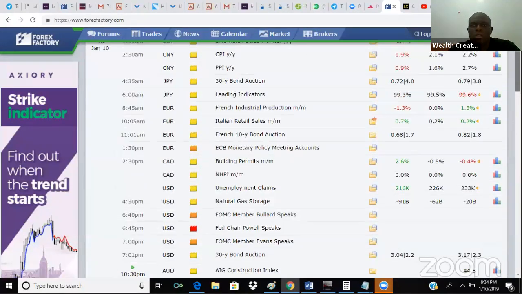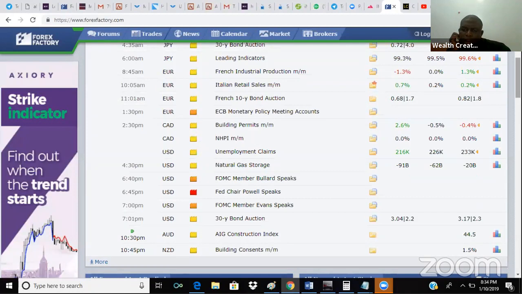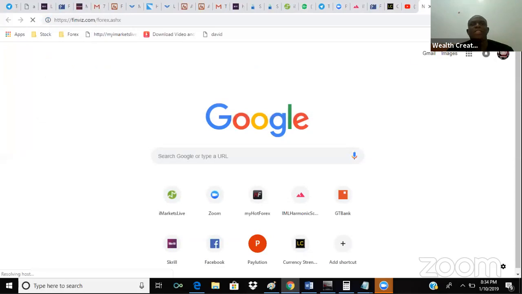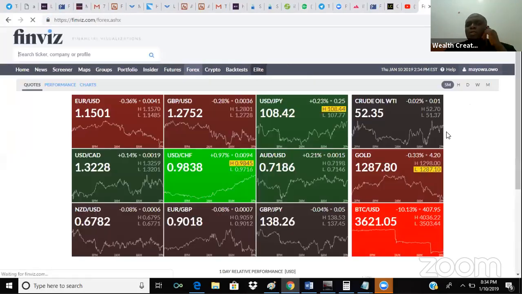Number two, now that I know the events for the day, I also want to know, before I place a trade, the volume, where the volume is in the market. There are a lot of currency strength indicators. You can use the livechat.co.uk currency-strength. You can use VINZI. This tells you the behavior of the people in the market.